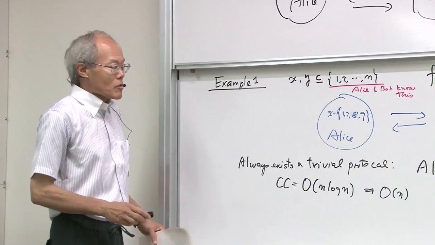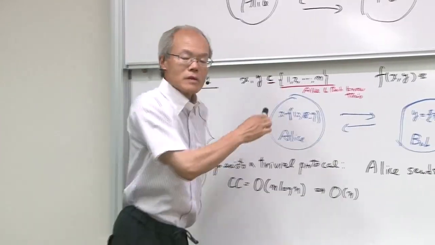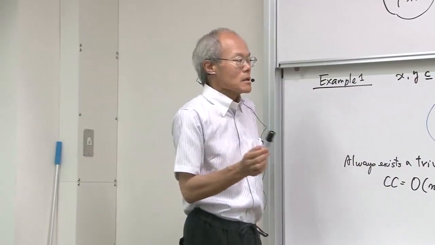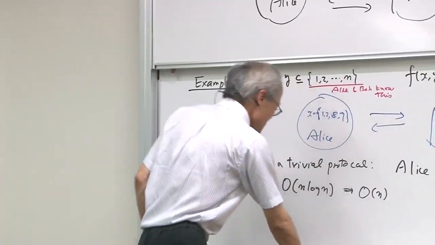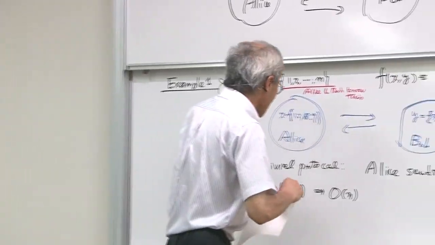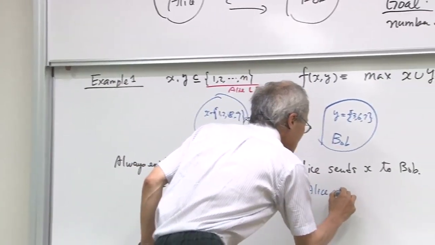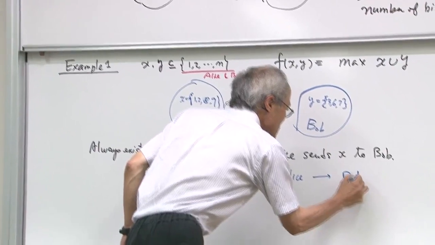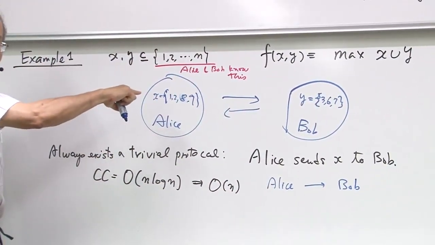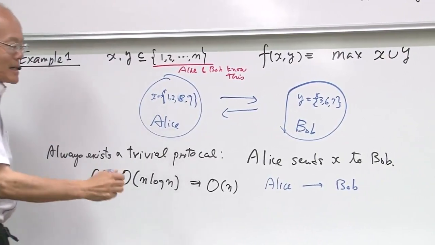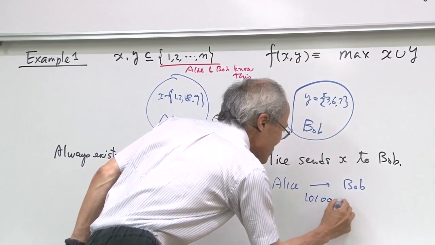Why? Because just remember our assumption. Alice and Bob do know this ground set 1 through n. That means Alice sends Bob not these numbers directly, but in this case, 1, 0, 1, 0, 0, 0, 0.